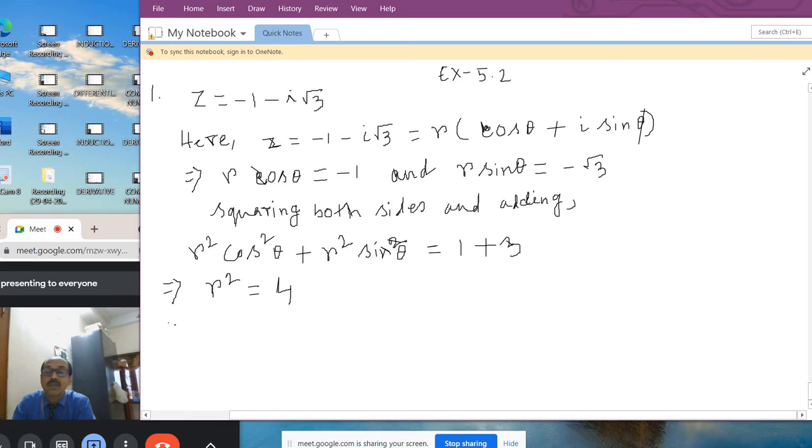R equal to 2. So r is the modulus, and modulus is always positive, so take the positive sign only. Now r is 2, so r cos theta equal to -1. Put r equal to 2, so it is 2 cos theta equal to -1.